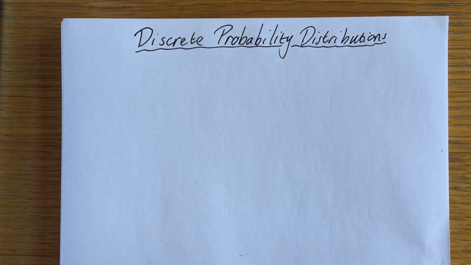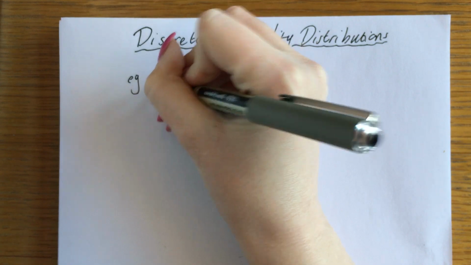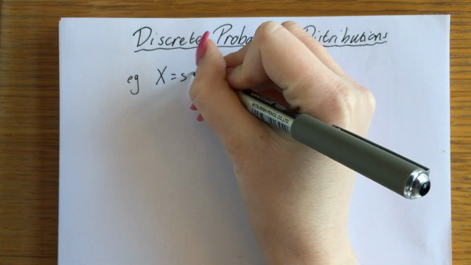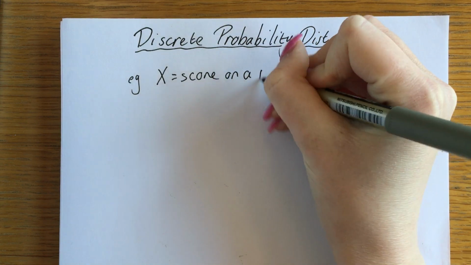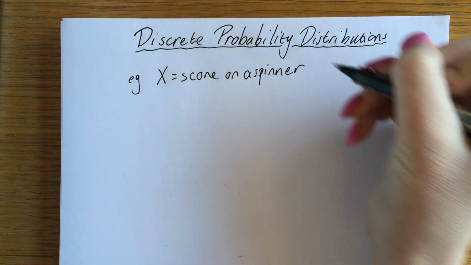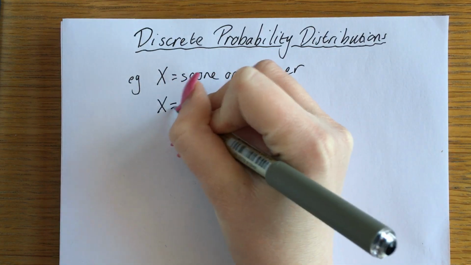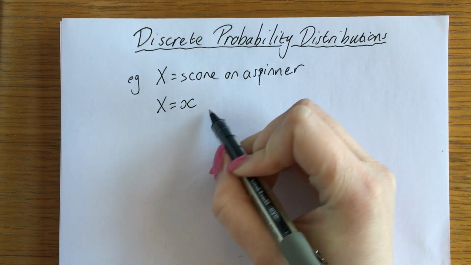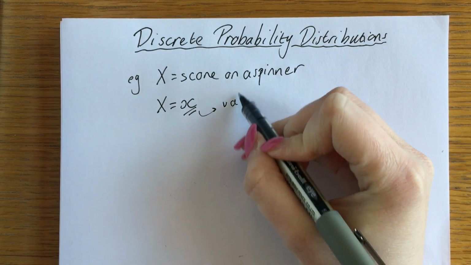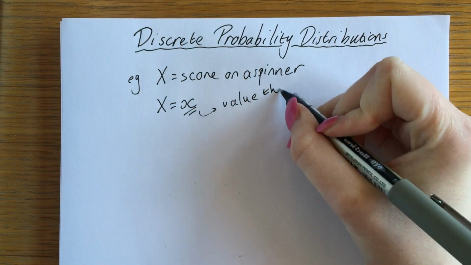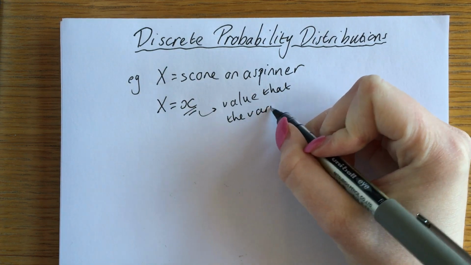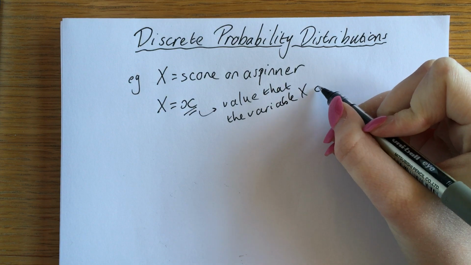I'm just going to quickly at first talk you through how we write probability. We always use capital letters to denote what a variable is, and then a lowercase to describe when we're taking a particular value. So for example, I might say that X is the score achieved on a particular spinner. And if I wanted to know when X is equal to a particular value, I'd write it like this. So this denotes the value that the variable X takes in this case.